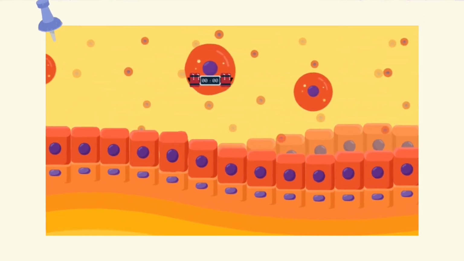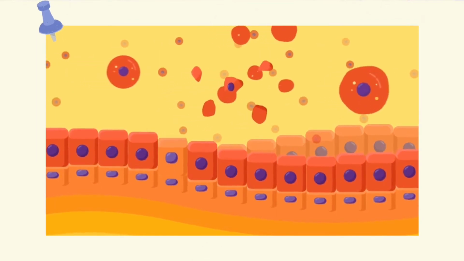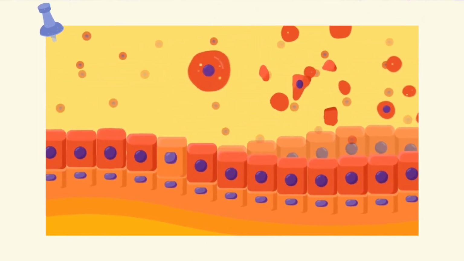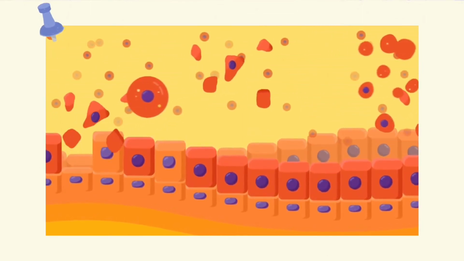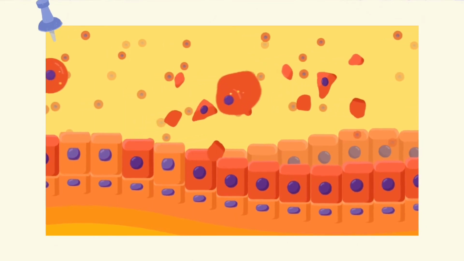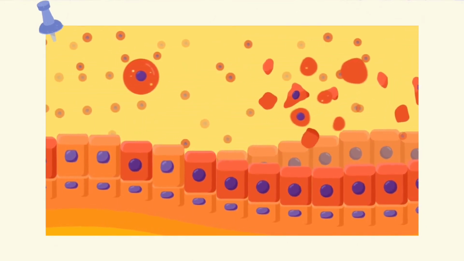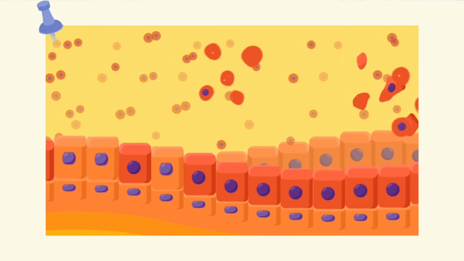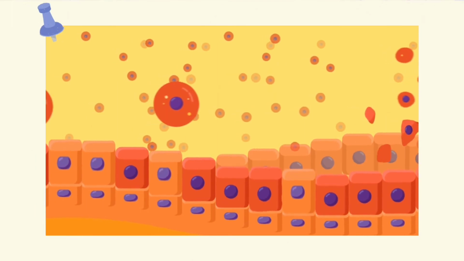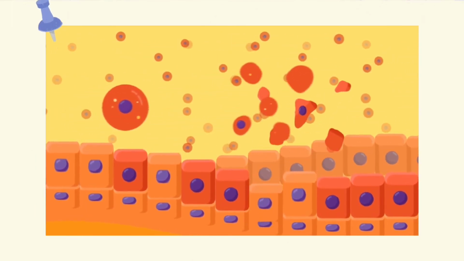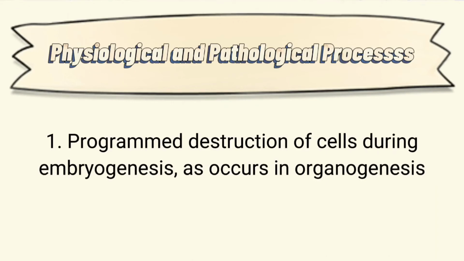It is a distinctive form of cell death manifested by characteristic chromatin condensation and DNA fragmentation. It means the cell will undergo shrinkage, and its function is the deletion of cells in normal development, organogenesis, immune function, and tissue growth, but it can also be induced by pathological stimuli. The following are the physiological and pathological processes that involve apoptosis. First is the programmed destruction of cells during embryogenesis, as occurs in organogenesis.